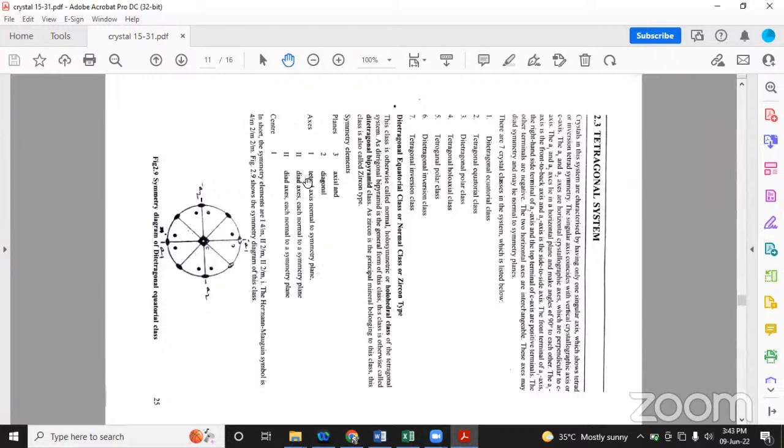The axial axis is normal to a symmetry plane. But here, 2 axial, 2 diagonal. 1 is a 4-fold axis. 1 is a center of symmetry. The center of symmetry is only 1.